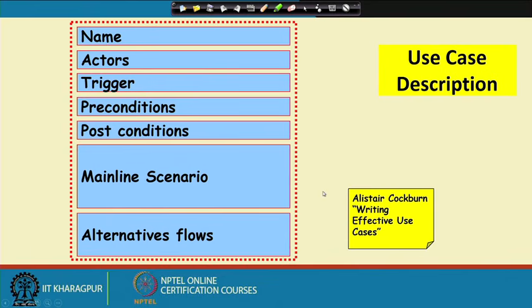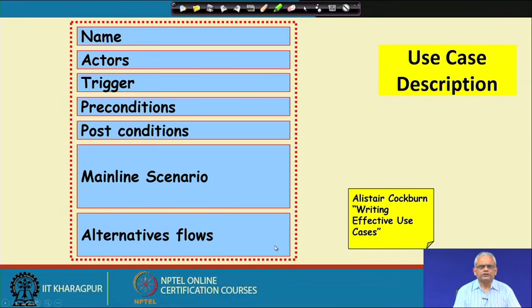The documentation that is recommended by Alistair Cockburn in his Writing Effective Use Cases book says that every use case must have the following documentation to accompany: the name of the use case, the actors that would use the use case, the trigger when the use case will start to execute, the preconditions, that is what must hold before the use case can be executed, the post condition, that is after the use case completes, what conditions must hold, the main line scenario.